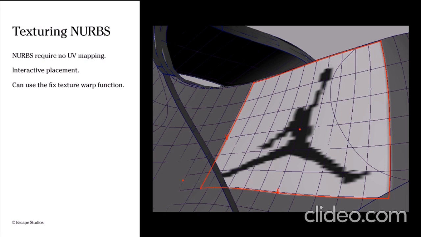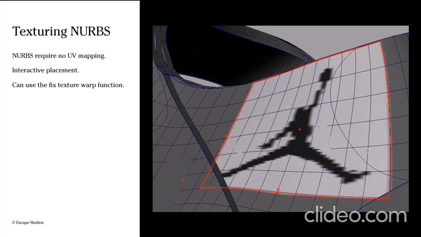NURB surfaces require no UV mapping, as by default they are unwrapped to a square shape in UV space. You can therefore place textures relatively easily. Utilizing the interactive placement, you can intuitively place your texture in the viewport. NURB surfaces, however, can cause texture warping. A quick fix to this is the Fix Texture Warp function in the Shape node.